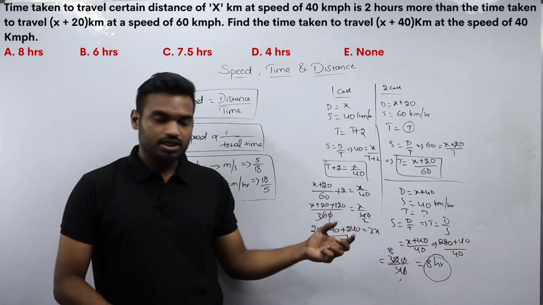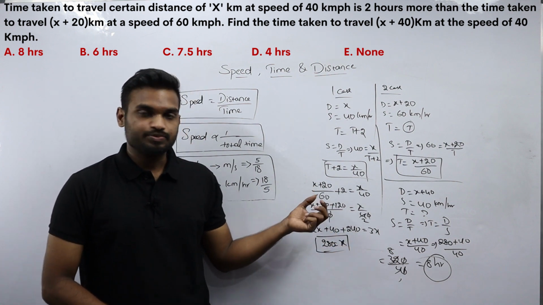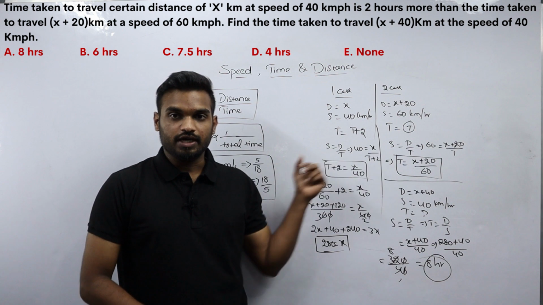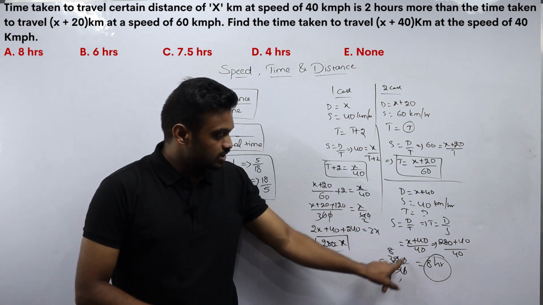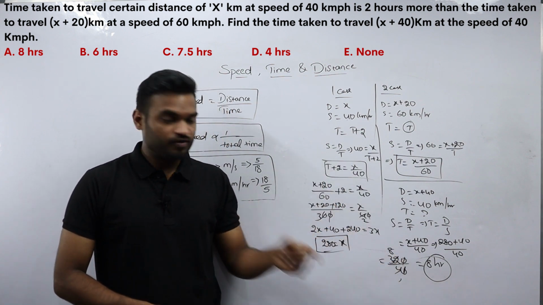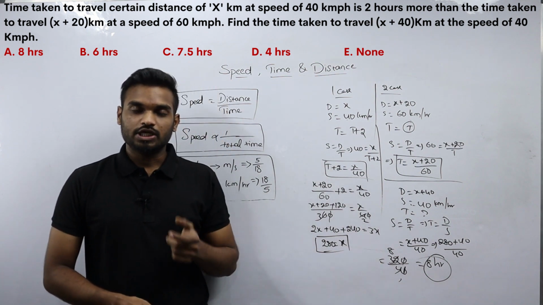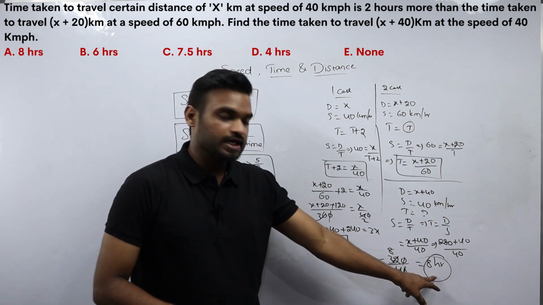See here, I already know the value of x, so I am simply substituting the value of x in x plus 40. So I will get the total distance as 320 km, with a speed of 40 km per hour. So the total time taken to cover this distance is 8 hours.